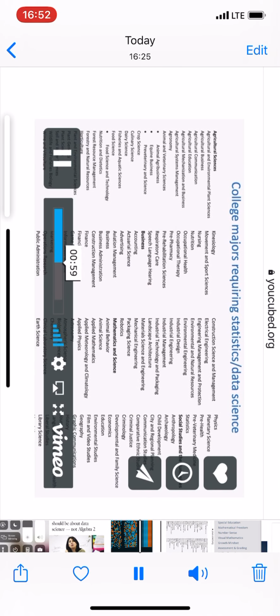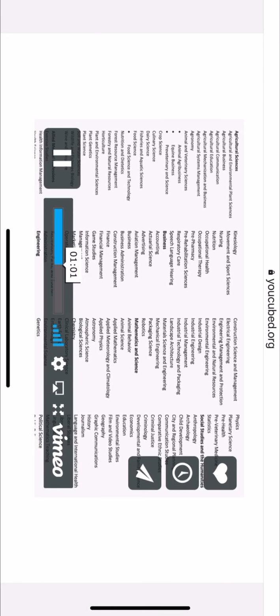Over 50 college majors asked for a... Right now she's saying that there are 50 majors at Stanford which require significant class time. I don't remember how many credits she said, but a significant number of credits in statistics.